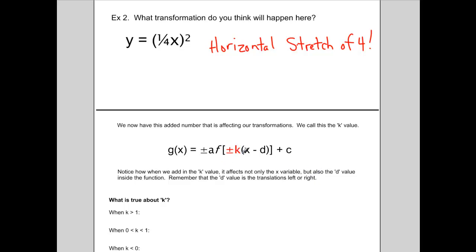This k value, if the k value is greater than 1, well, we saw that when k was 2, this was actually a compression. So when k is greater than 1, we have a horizontal compression.